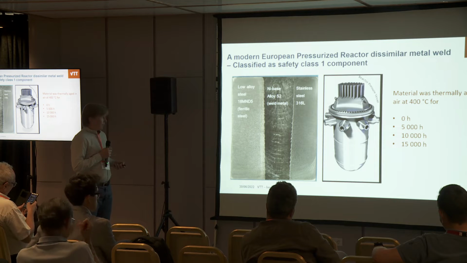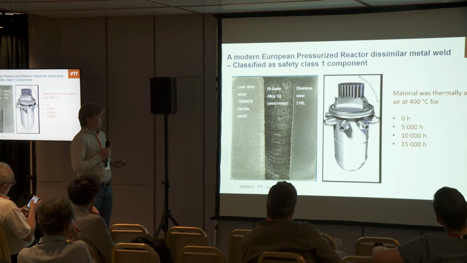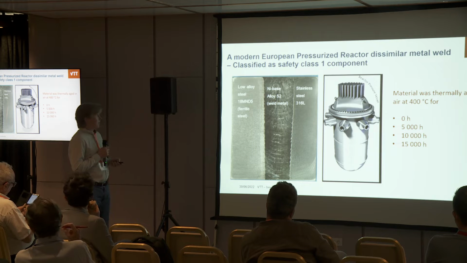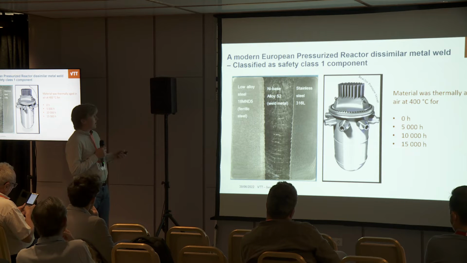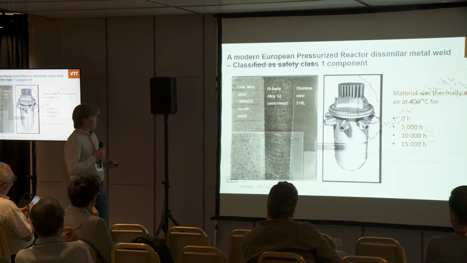And what we have done to this material is to look at the thermal aging aspects in air. It was thermally aged for these times at 400 degrees and 10,000 hours. It's connected to 60 years of operation of this power plant. And a dissimilar metal weld is a safety class 1 component, so that's why you need to have a look at the fracture properties.